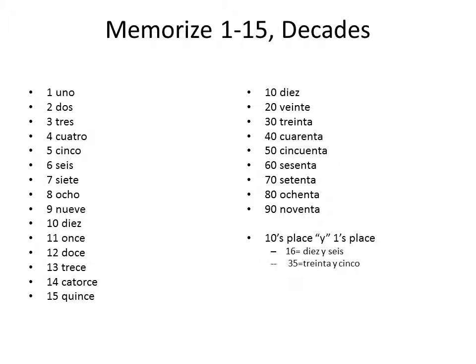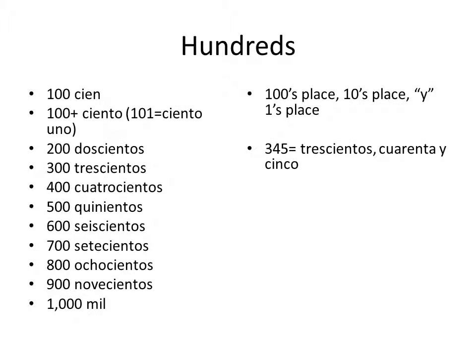If we take the number 35, in the tens place, we have a 3 representing 30. Y, in the ones place, we have a 5. So the number 35 in Spanish is 30 y 5.